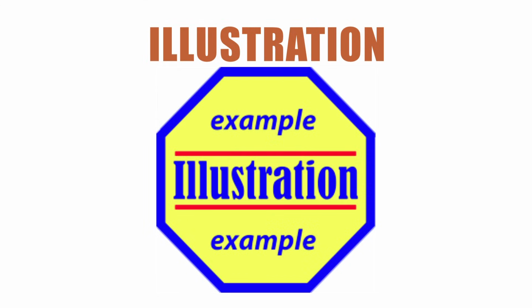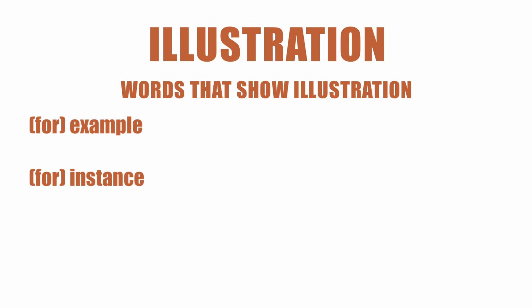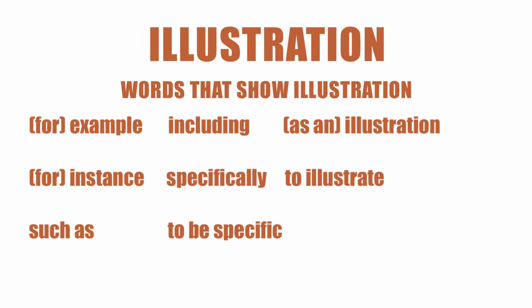Illustration. Illustration words indicate that an author will provide one or more examples to develop and clarify a given idea. Here are some common words that show illustration: example or for example, instance or for instance, such as, including, specifically, to be specific, illustration or as an illustration, to illustrate, one, once.